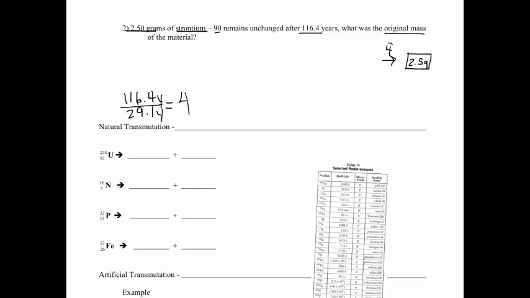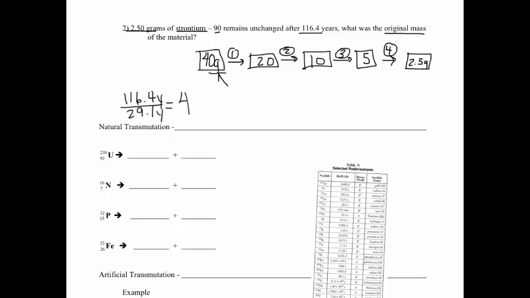So this is how much we had left after 4. Prior to the 4, we would have had twice that, or 5 grams. So that would have been after 3 half-lives. Before that, we would have had twice that, or 10 grams. So that would have been at the end of 2 half-lives. If we double that, we would have what we had after 1 half-life. But this is where it gets tricky. This is after 1 half-life. We want to know what we had prior to that, and that is 40 grams. So this is my answer. This is what I started with.